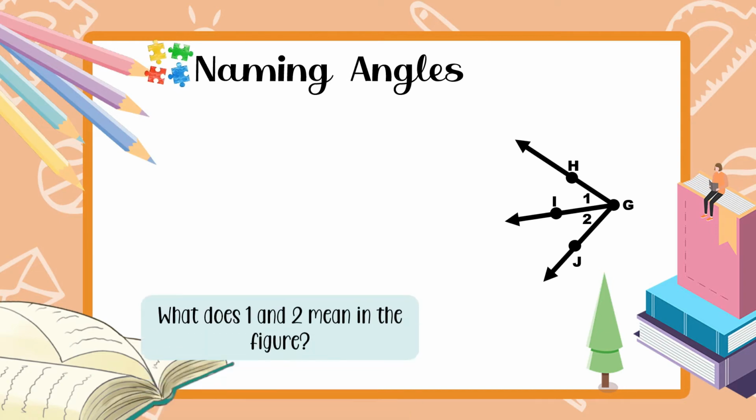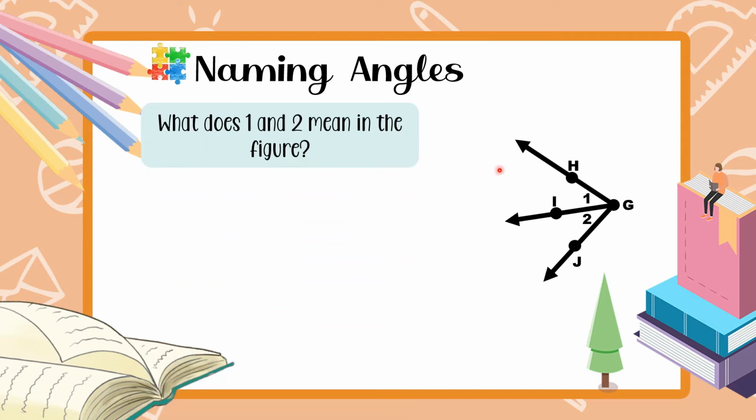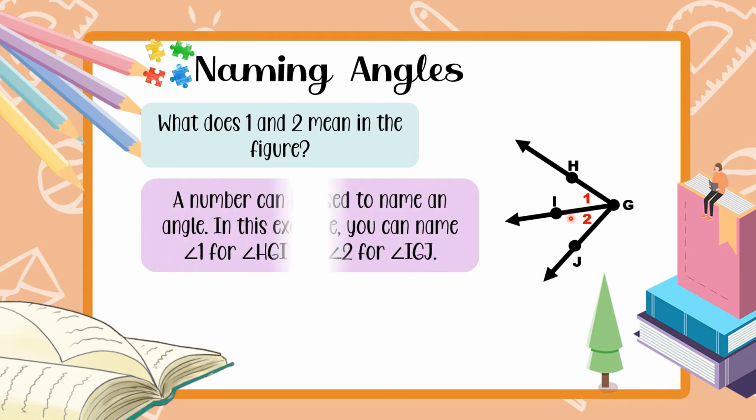Next question. What does 1 and 2 mean in the figure? So, we have here 1 and 2. So, ano daw ibig sabihin niyang 1 and 2 dyan? Okay? So, a number can be used to name an angle. So, kapag number pa pwede natin gamitin for just a shortcut. So, in this example, you can name angle 1. Ito yung angle 1 natin. Okay, this is angle 1.